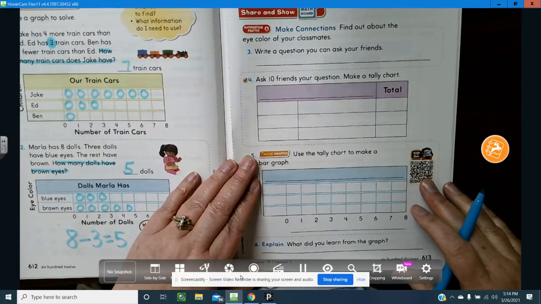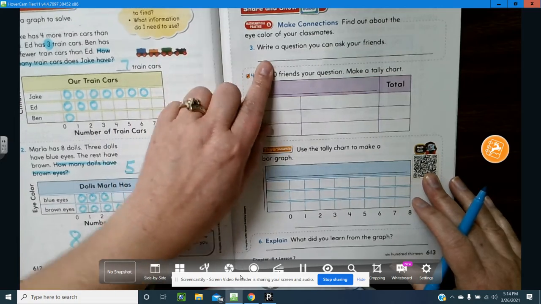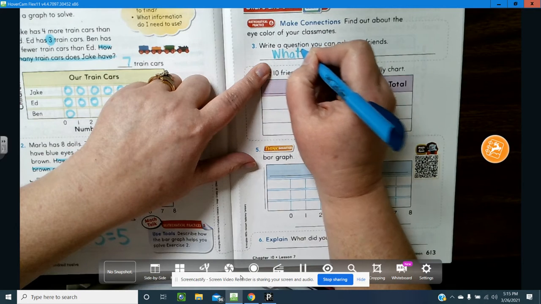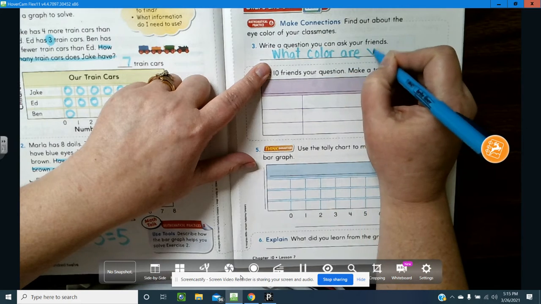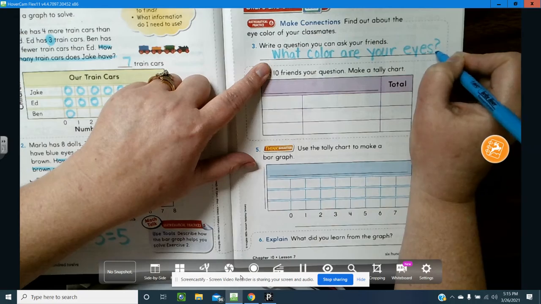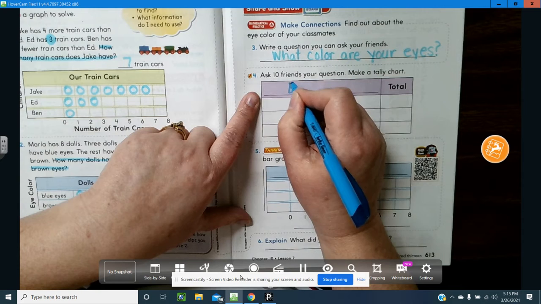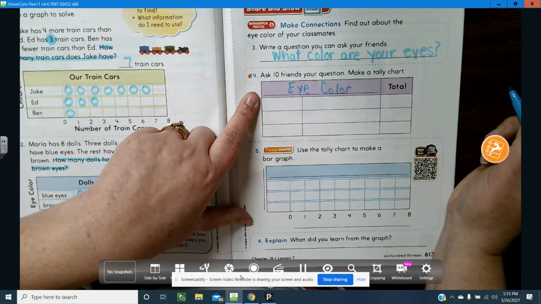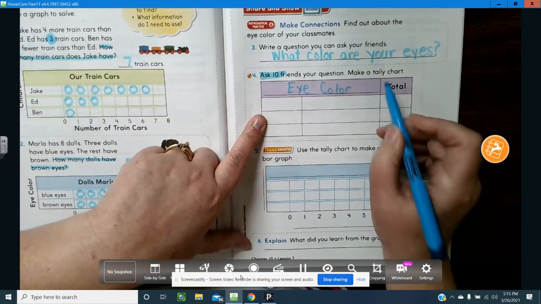All right. On the next page, it says, find out about the eye color of your classmates. What question would you ask your friends? You would say, what color are your eyes? If you wanted to make a chart about eye color, you would say, what color are your eyes? Our title would be eye color. And now it says to ask 10 and make a tally chart.